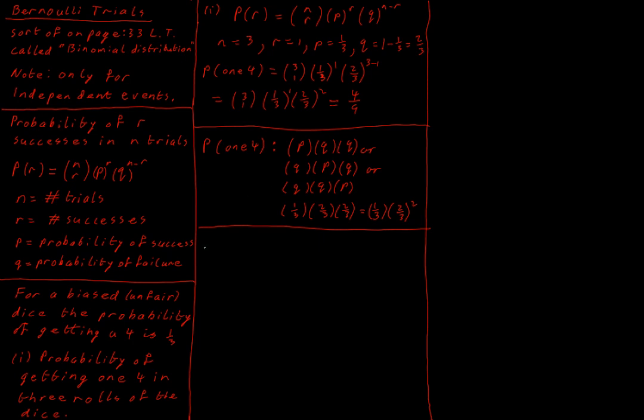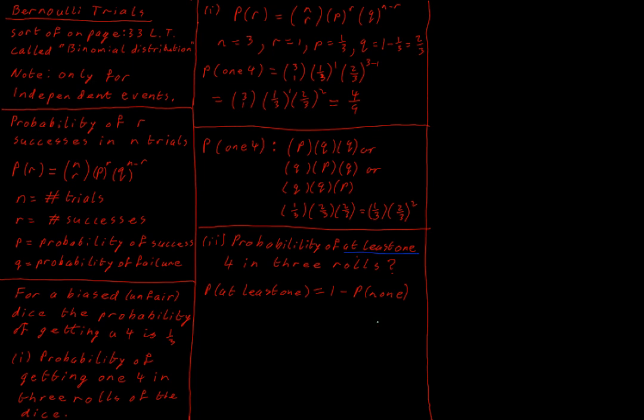Now, part 2. What's the probability of getting at least one 4 in 3 rolls? Now, instantly I see this language. I'm thinking, I have seen a special term, at least 1. I know what that means in probability. Probability of at least 1 means the total minus the probability of not getting a 4 at all.